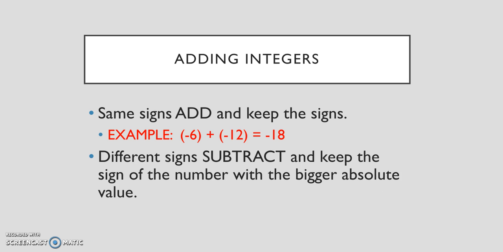When you have different signs, you must subtract and keep the sign of the number with the bigger absolute value. An example of this would be -15 plus 8 equals -7. -15 and 8 have different signs, so you're going to subtract. 15 minus 8 equals 7. Your answer is a -7 because 15 has the bigger absolute value and is negative.